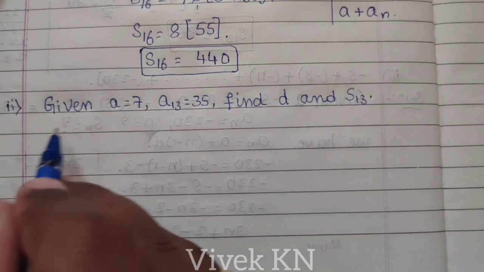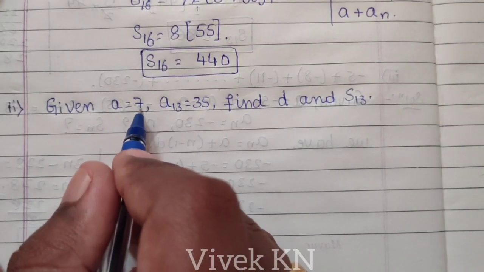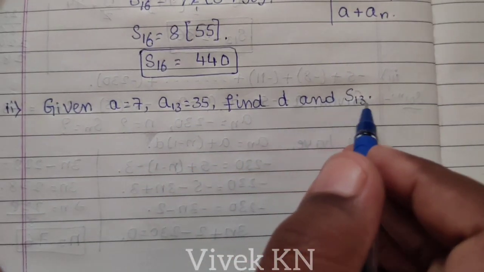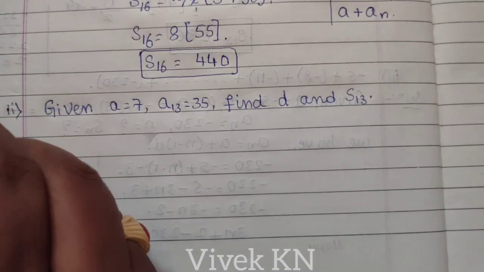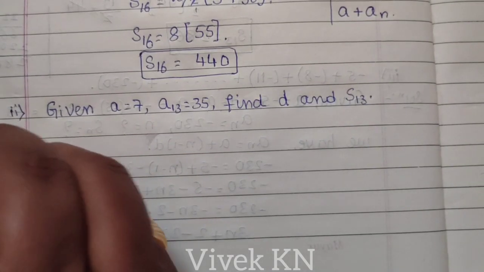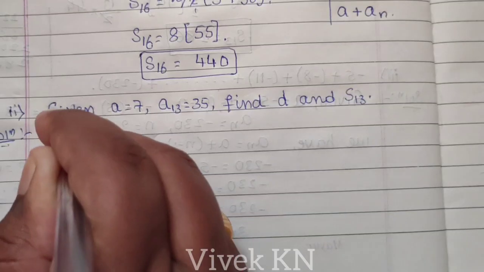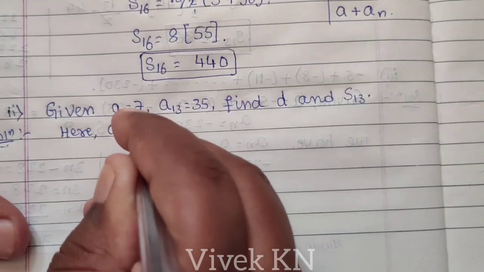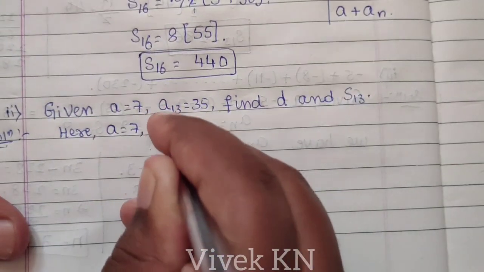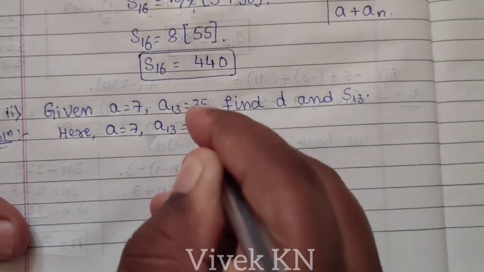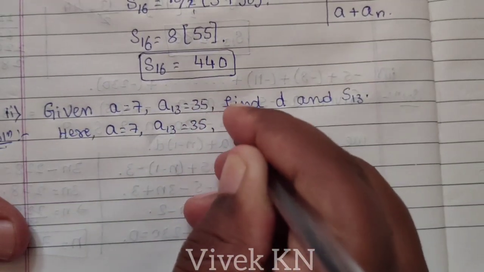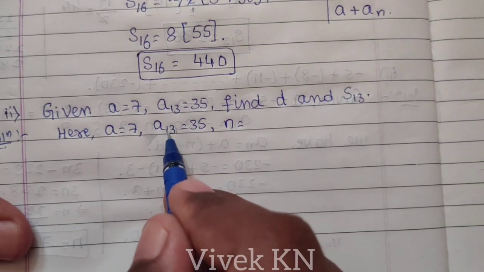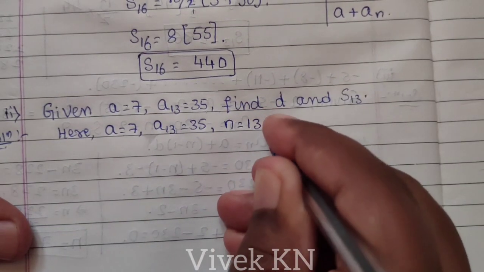Next, second one. Given a is equal to 7, a13 is equal to 35, find d and S13. Solution. Here given a is equal to 7, a13 is equal to 35, and here this is the value of n, that is n is equal to 13.